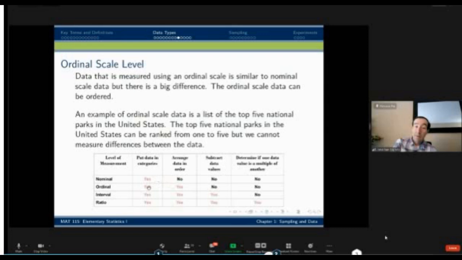Okay? So this is where I can still place them in categories, and I can arrange them in order, but I can't subtract data values. Right? I can't subtract first from third or something like that. And of course, I can't determine if one data value is a multiple of another.